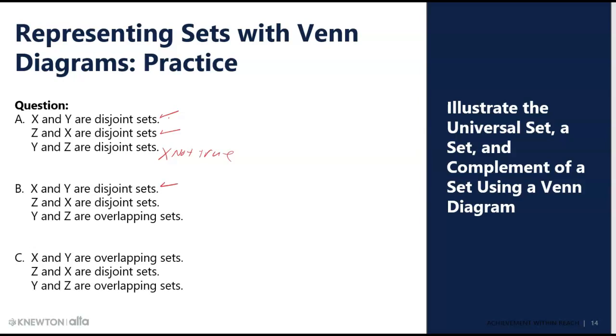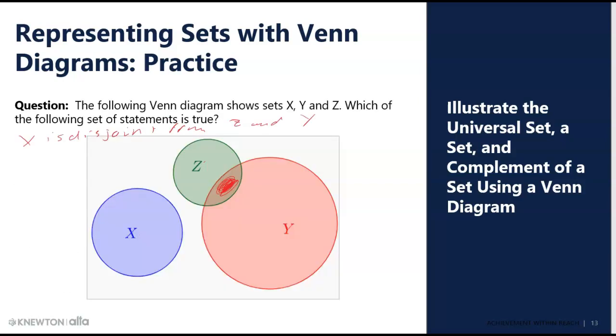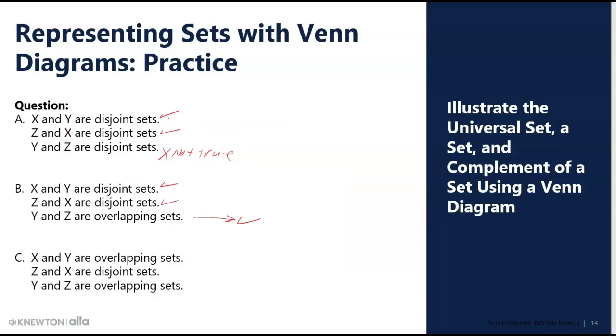X and Y are disjoint. X and Z are disjoint. Y and Z are overlapping sets. That is true. That's probably our answer, but I'm going to check answer C just in case. X and Y are overlapping. No, if I look back at my picture, X did not overlap, so that's wrong. So my choice must be B.